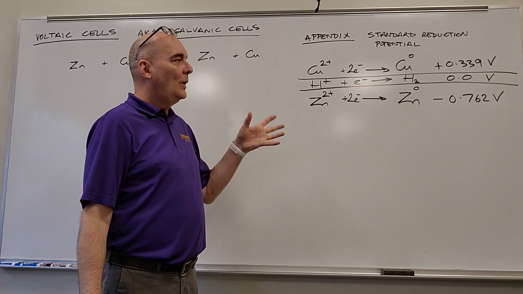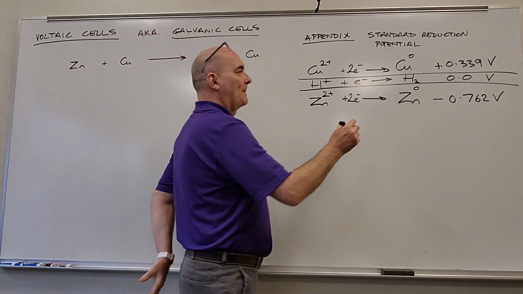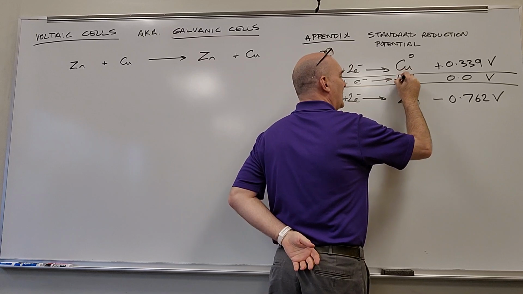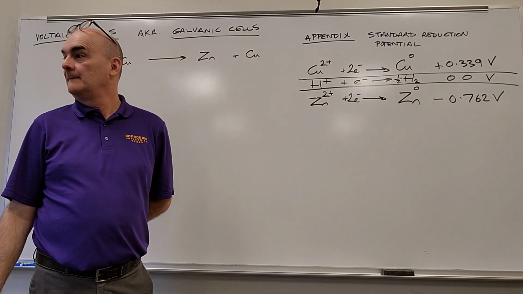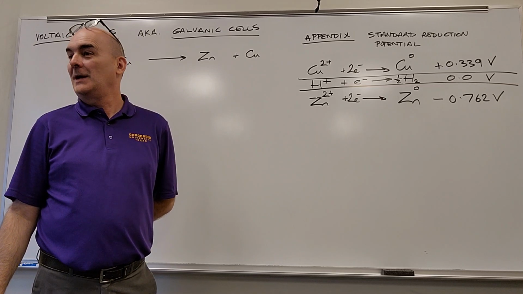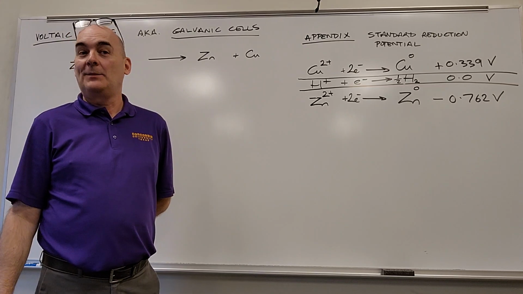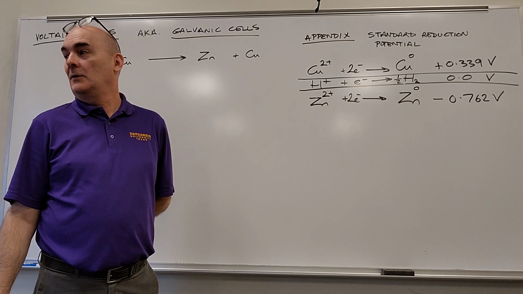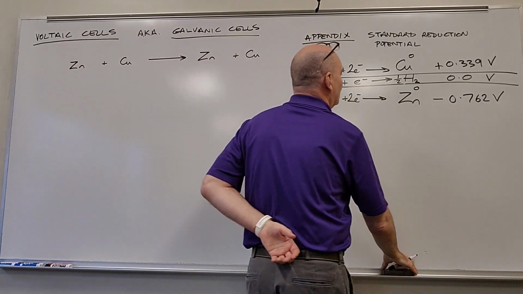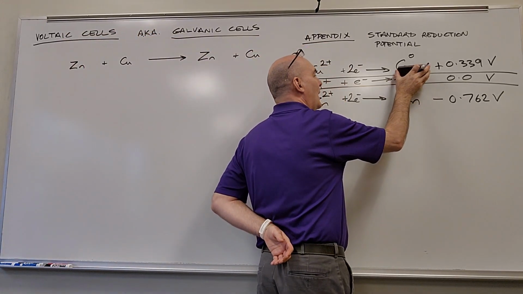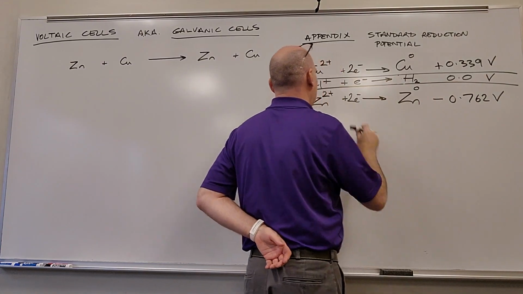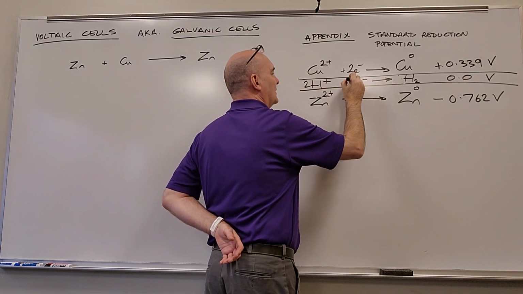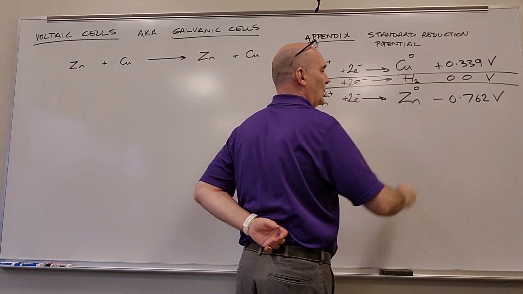So there's two ways that we can do this. We can write that that is half of a molecule. I don't like that, because you can't have half of a molecule. So our other option is that we take two of these and two of those makes one of those.